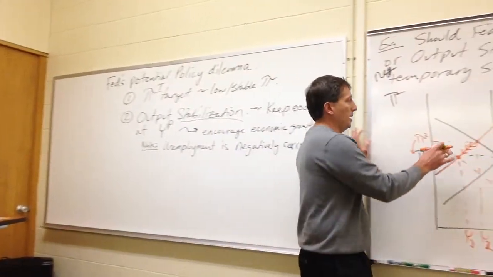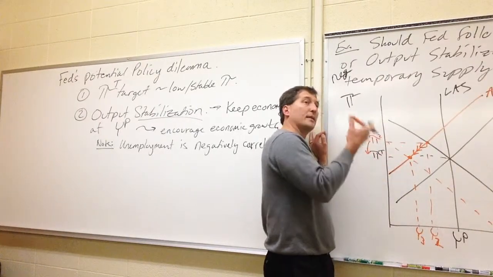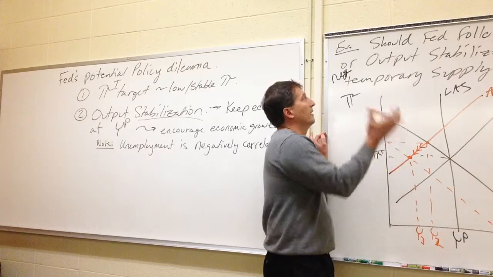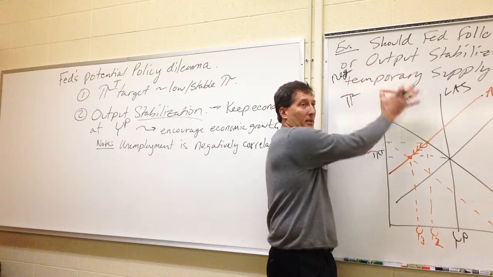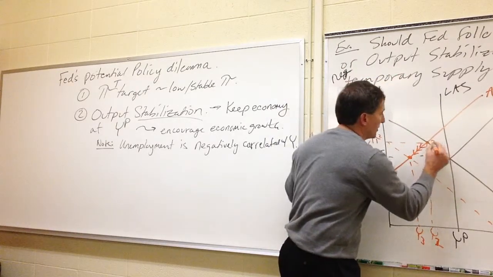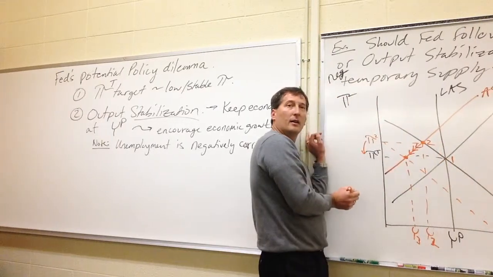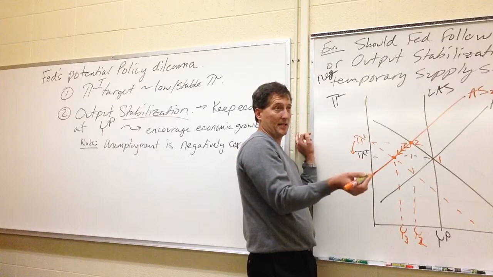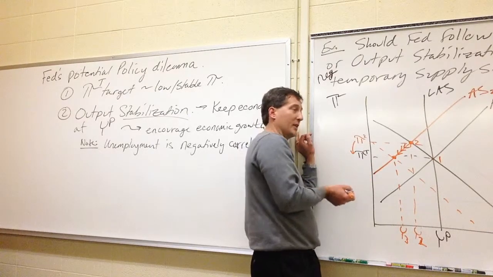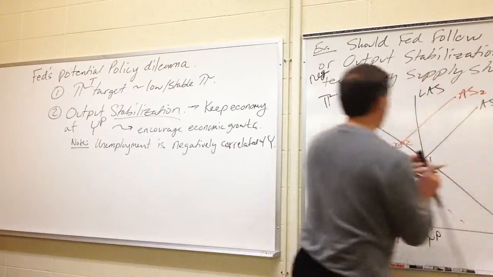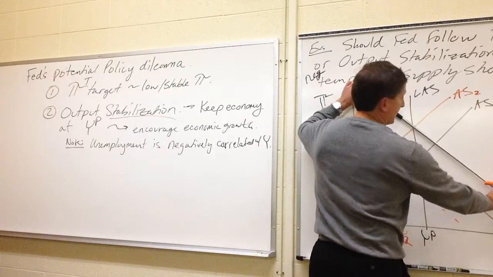Okay, so if the Fed pursues output stabilization policy with the temporary negative supply shock, let me put the 2 up here because here's where we were, here's where we went to. If it pursues output stabilization, what does it do? It lowers interest rates, right? So now we're going to just start chugging up this way. And this is the one we already did last time, right? We showed that that was going to be inflationary.